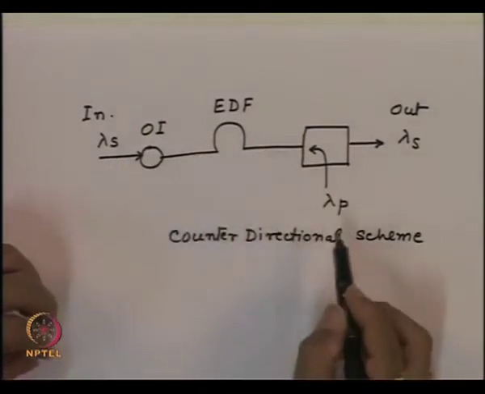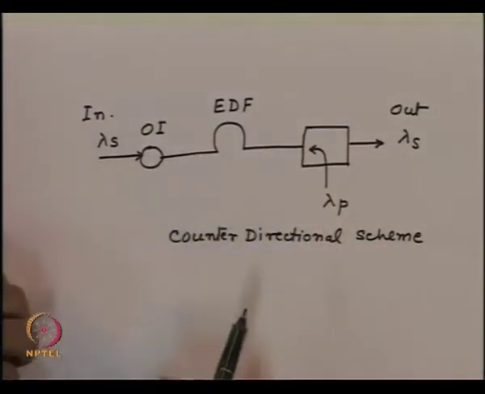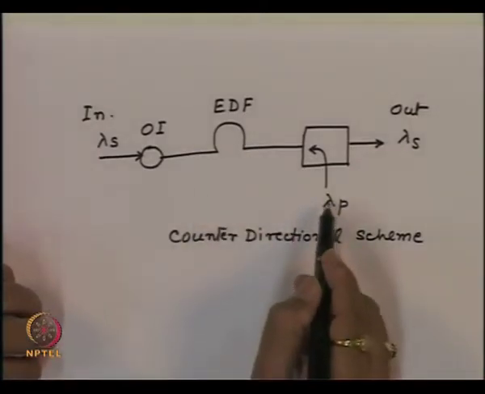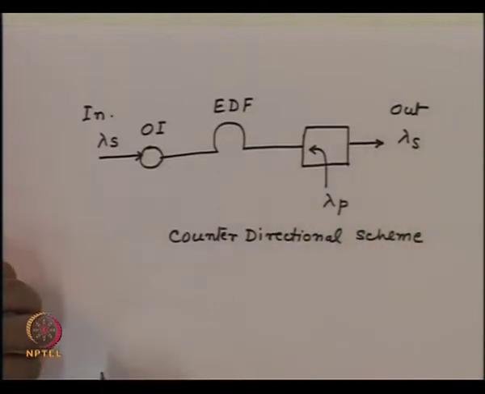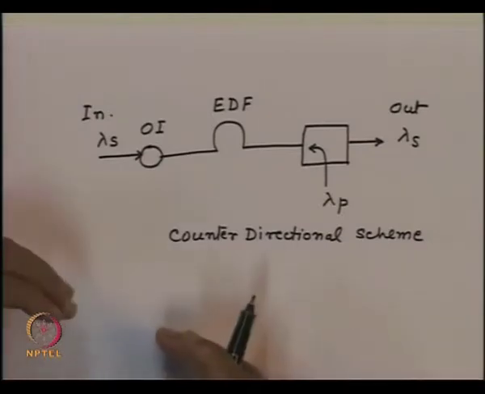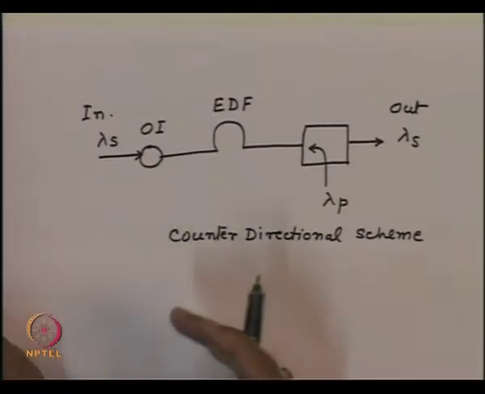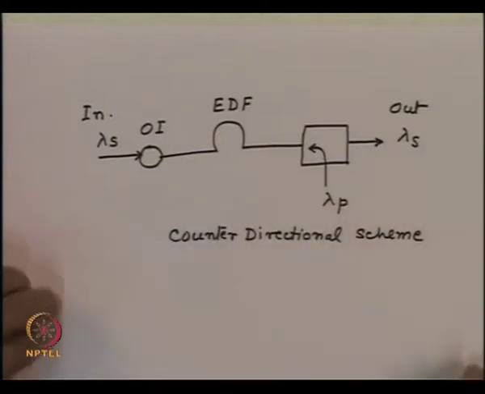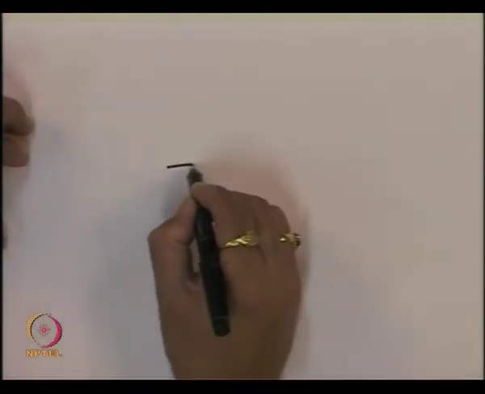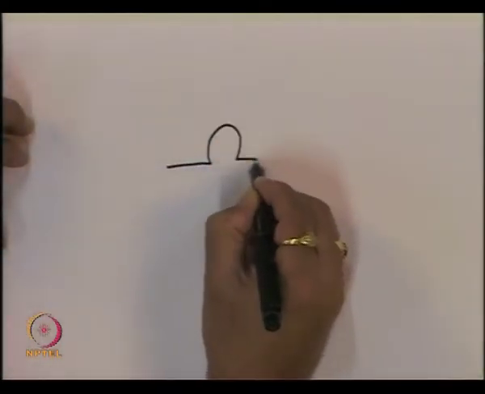So, the signal and the pump travel in the opposite direction inside the EDF, and the power gets transferred from the pump to the signal, and the signal gets amplified. The third possibility is the combination of this scheme and the co-propagating scheme. So, we may have a combination of these two, which is this.